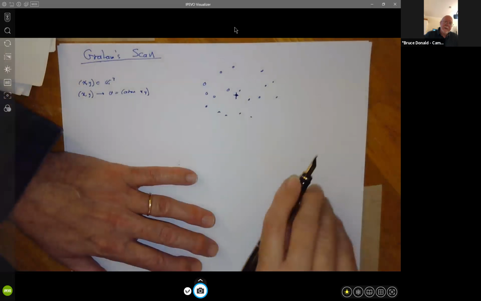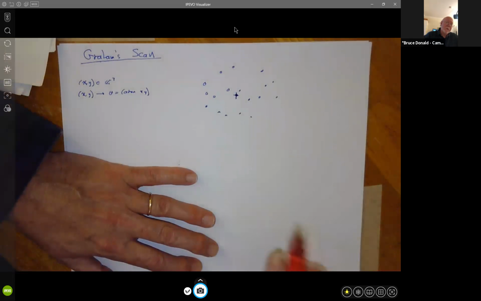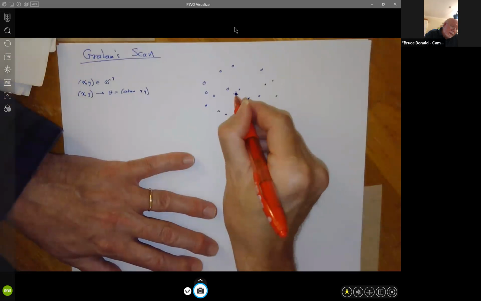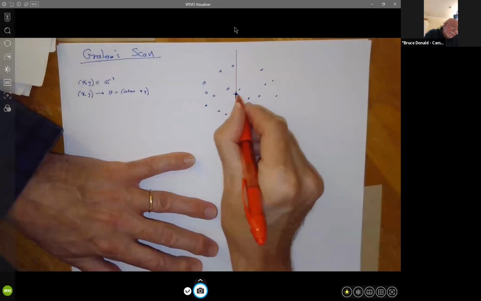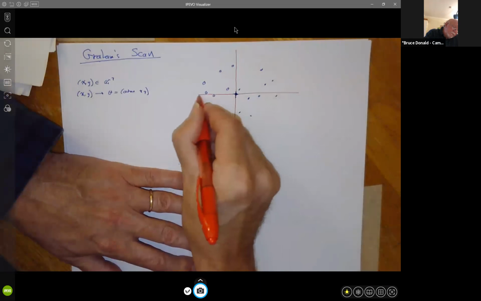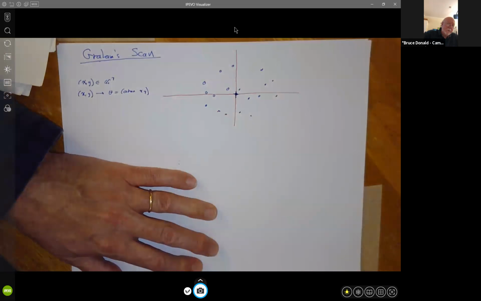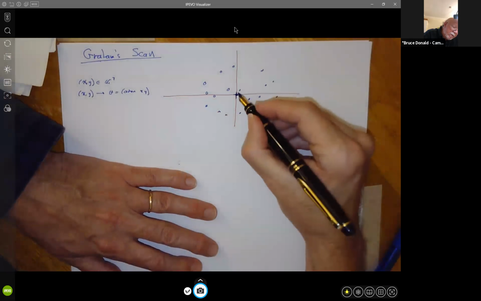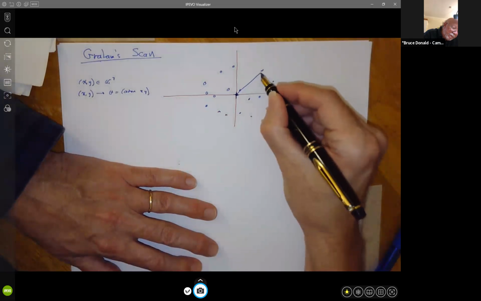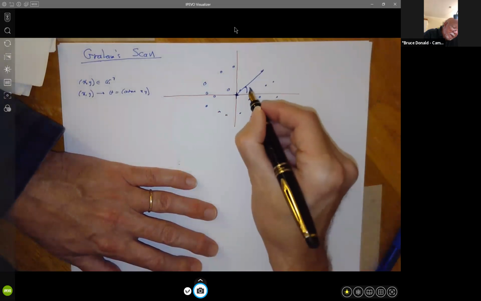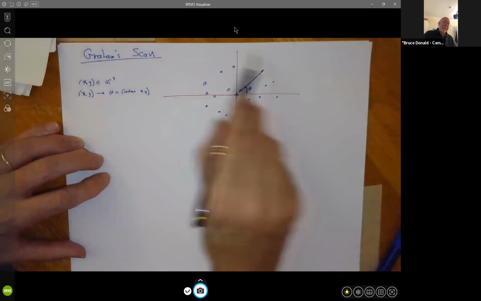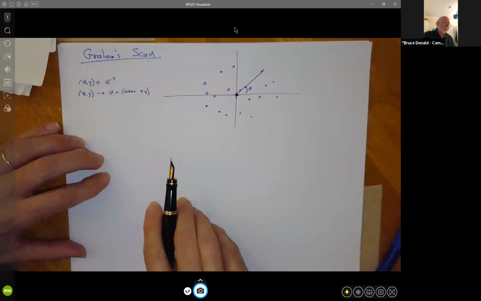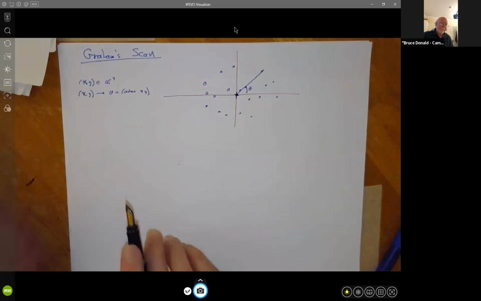So what I imagine doing here is placing a coordinate system at the origin, like this, x and y. And for each of these points, I'm going to say, well, it has some angle. Here's its angle, and that angle is theta. And I'm going to just sort these based on theta. So now they're all ordered around here, but of course they go in and out in some sense.